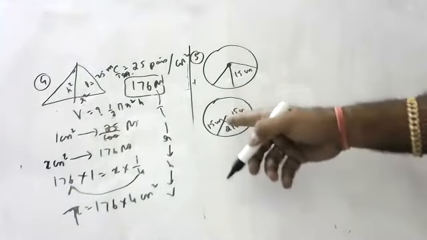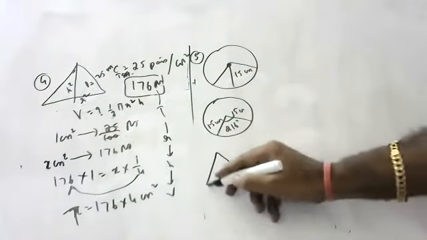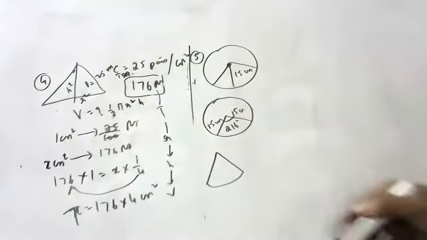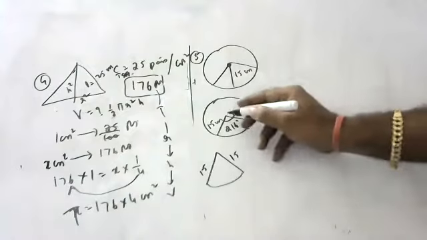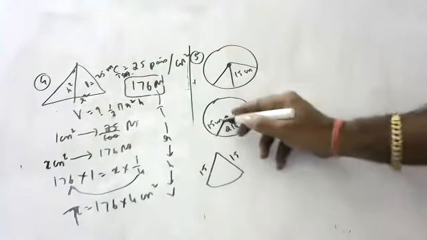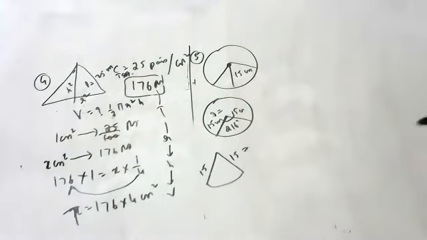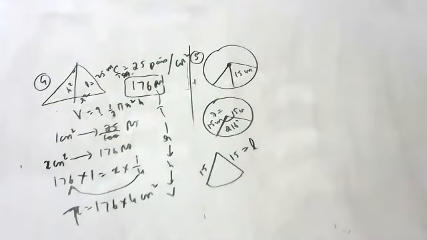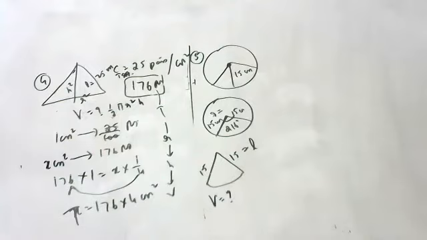The bounding radii, children, they cut this out and join it like this. When they join it, you get a cone. Now this radius will become what? After making it a cone, the radius will become the slant height. Very good. Find the volume of the cone. Harika, find the volume of the cone.